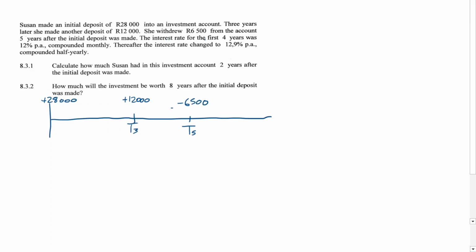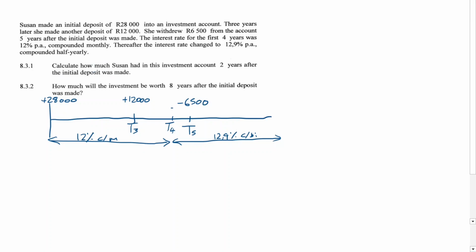The interest rate for the first 4 years, so up until here, was 12% compounded monthly. I like to write the interest at the bottom. So 12% compounded monthly. Thereafter, the rate changed to 12.9% compounded half yearly, biannually, semi-annually. It all means the same. So it's 12.9% compounded half yearly. I'm just going to write it as biannually.